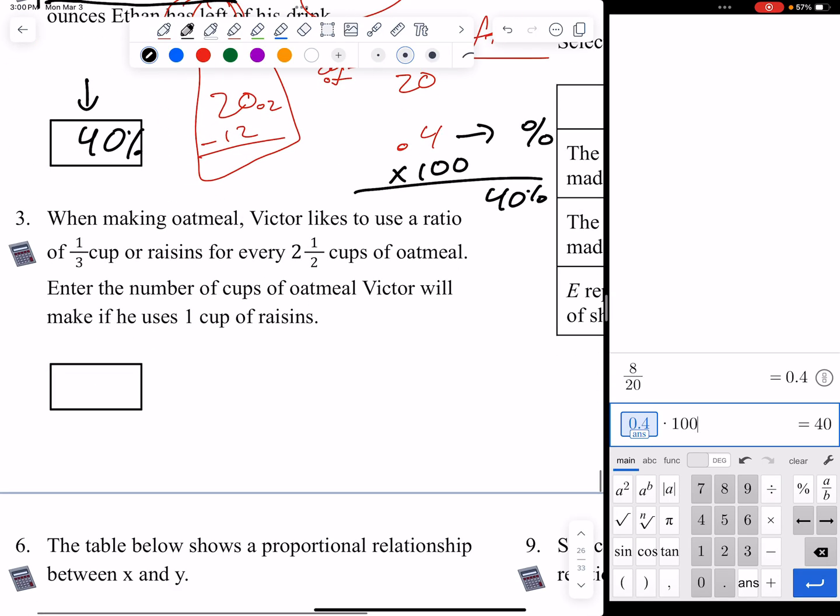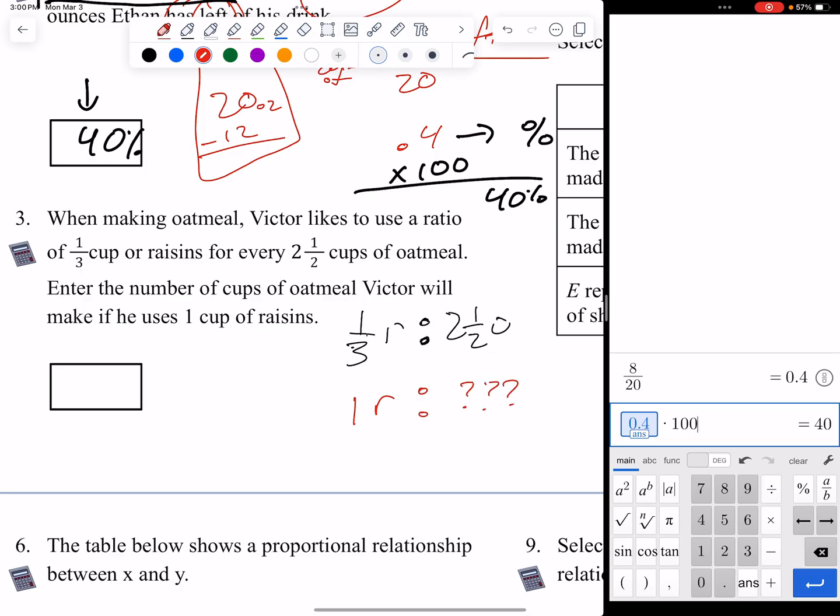Okay. When making oatmeal, Victor likes to use a ratio of 1/3 cups of raisins for every 2.5 cups of oatmeal. Okay, so ratios. Enter the number of cups of oatmeal Victor will make if he uses 1 cup of raisins. So here's the deal. This is why I like to set up this way. In this case, we know that 1/3 cup of raisins gives me 2.5 cups of oatmeal.